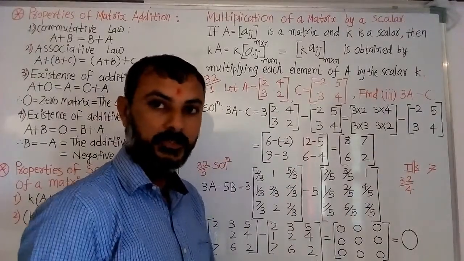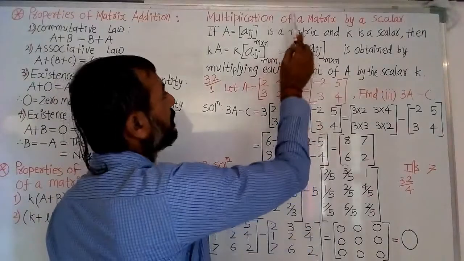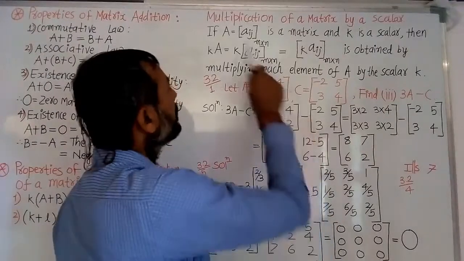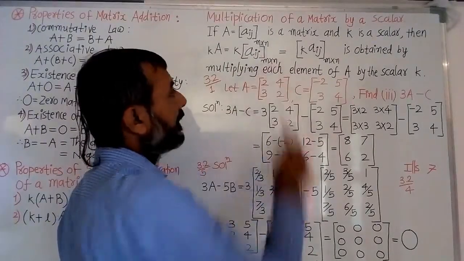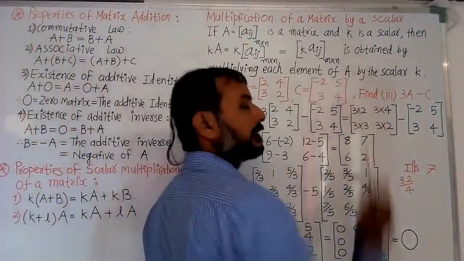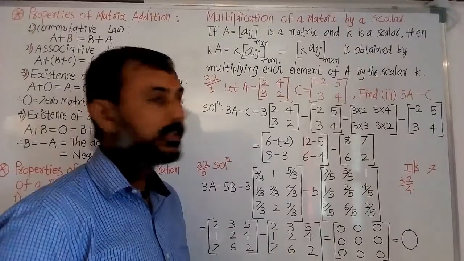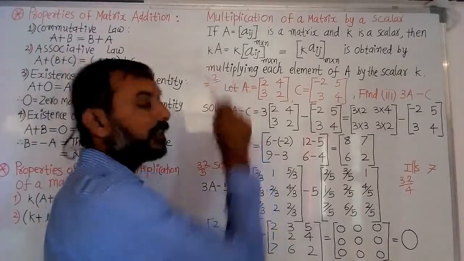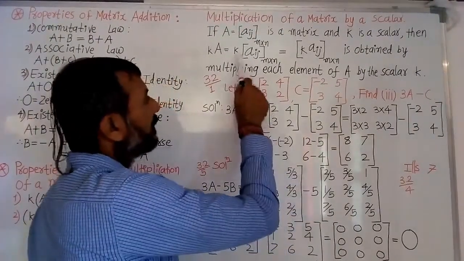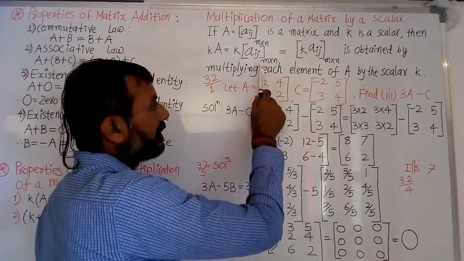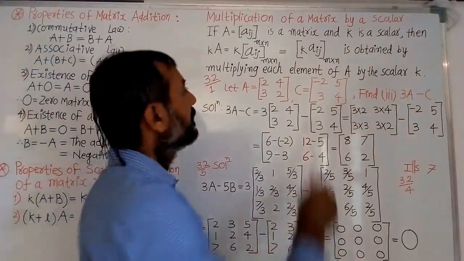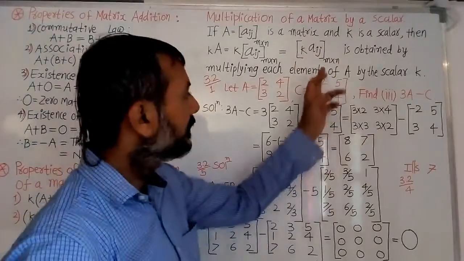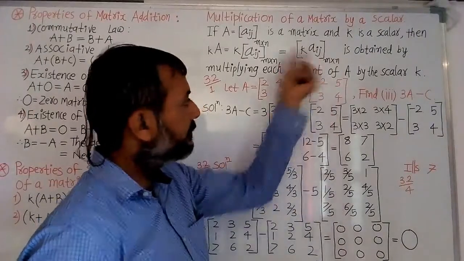First, let's see the definition. Here is the multiplication between a matrix and a scalar. Let me assume a matrix A of order m by n, and a scalar means any real number, so let k be any real number. Then how to multiply? k multiplied with A, that is k into the matrix A = [aij] of order m by n, equals [k aij] of order m by n. What is the meaning of this?